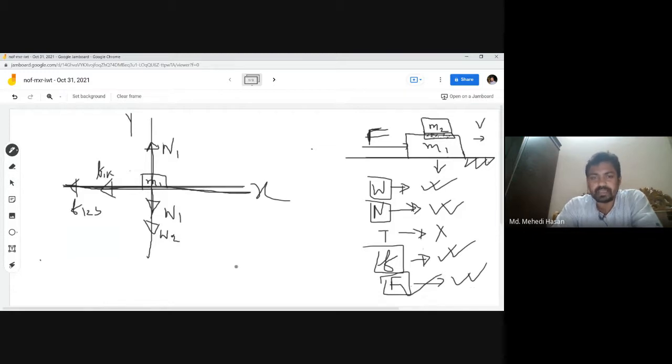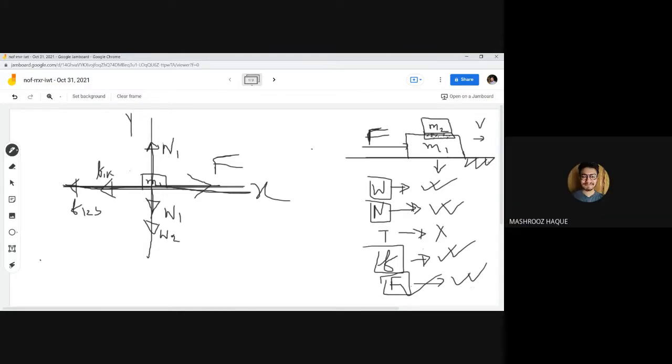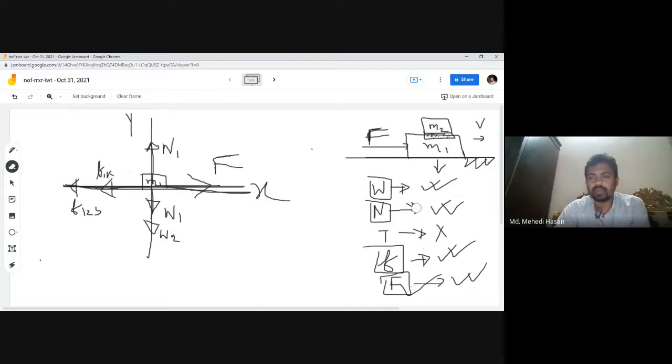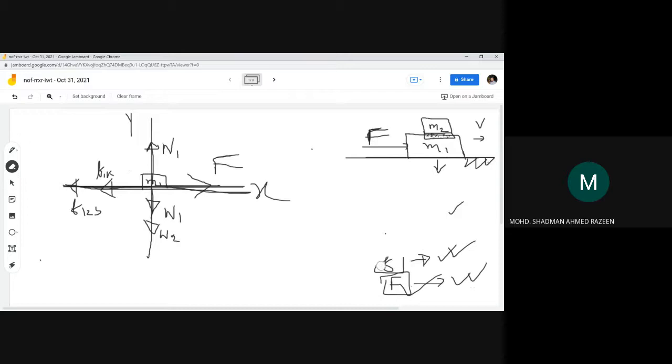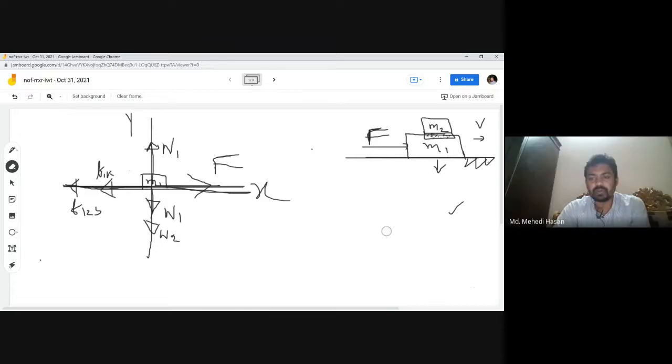Another thing is the force F. The remaining is the F force. This F force acts along the positive x-axis. So this is the complete free body diagram for M1. Any question about this free body diagram? No sir, not for now. Okay, then let's go to the next part, which is the drawing. Sir, yes, say. Sir, M2's relative position is in motion. Which M2 relative position do you mean?